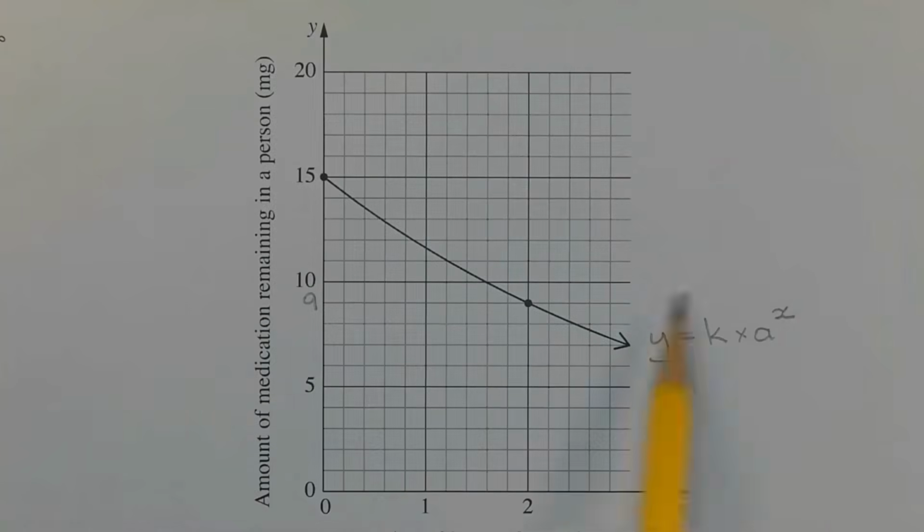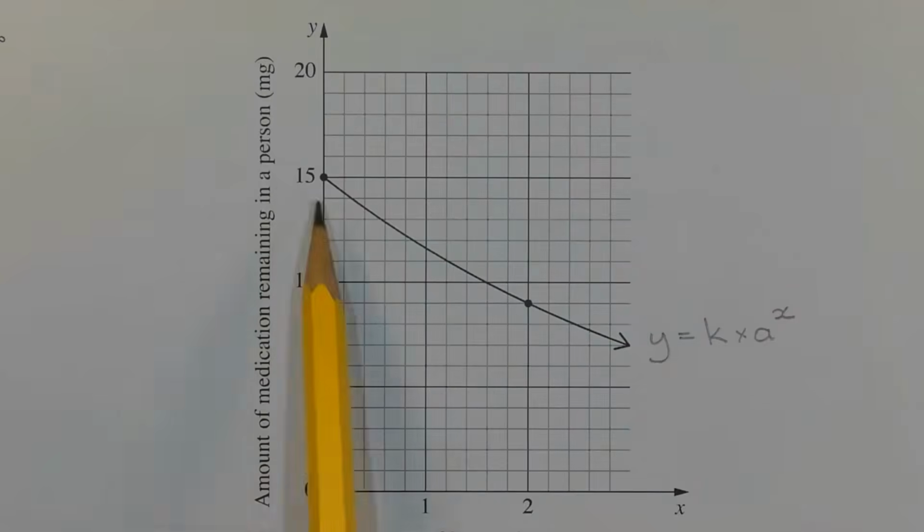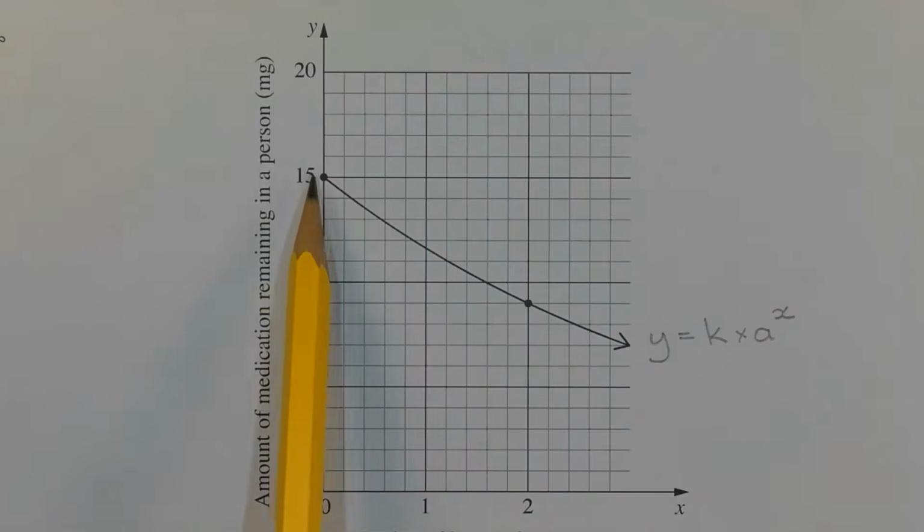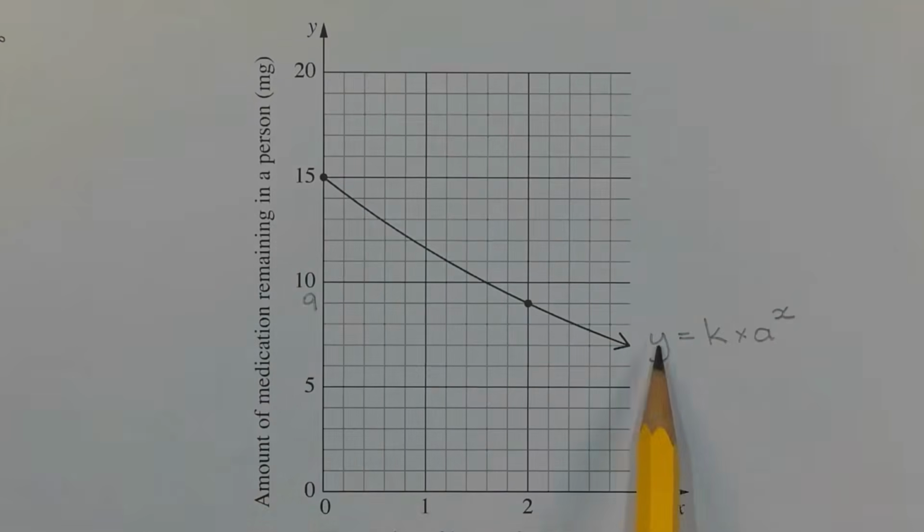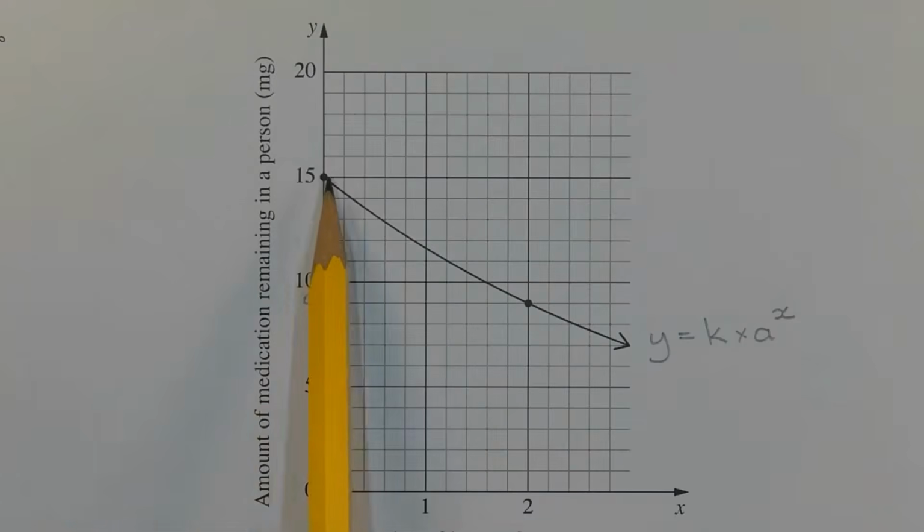An equation of this form, y equals k times a to the power of x, is an exponential equation. And looking at the shape of the graph, we can see that the graph is decreasing from left to right. This means the base a must be a value greater than 0 but less than 1. And the value of k represents the y-intercept. Now in this case, the y-intercept is 15, and that occurs when x is equal to 0.